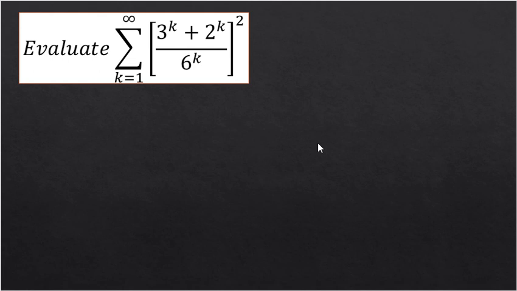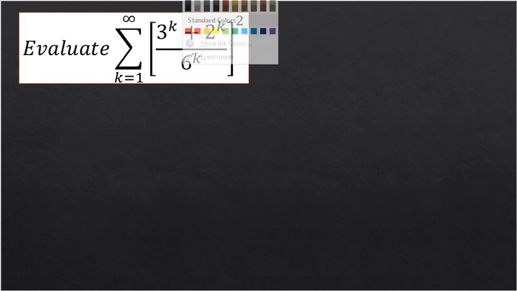Hello everyone, we are going to see how to solve this summation. It says evaluate the summation of (3^k + 2^k) over 6^k, the whole thing squared. The whole summation is going to be squared.